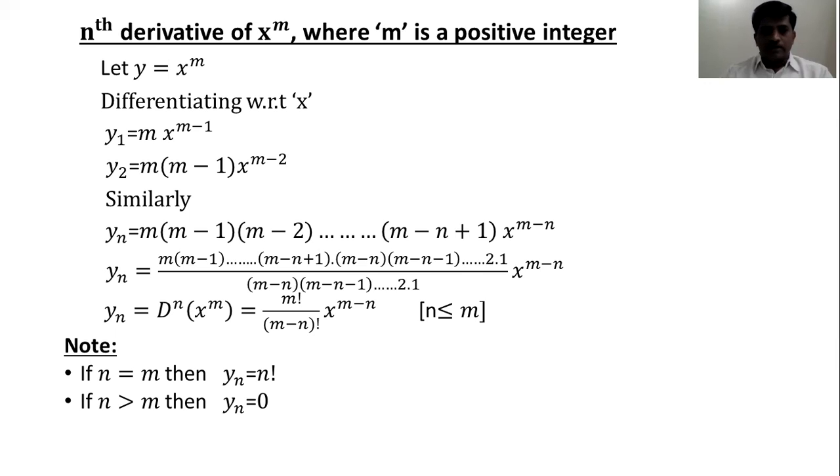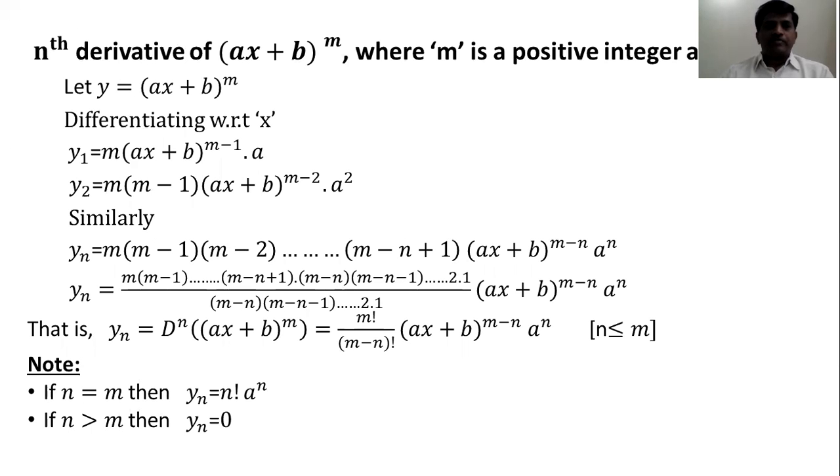Note, if n is equal to m in the above same nth derivative, then yn reduces to n factorial. If n is greater than m, then yn becomes 0.